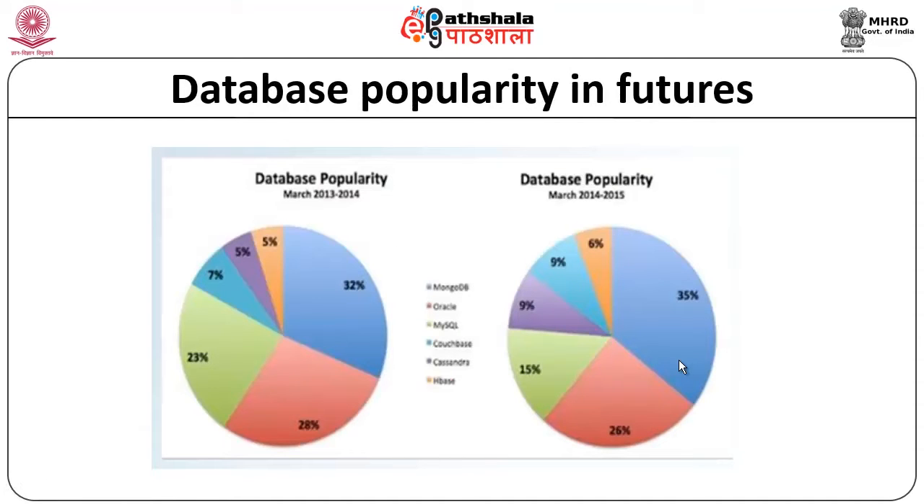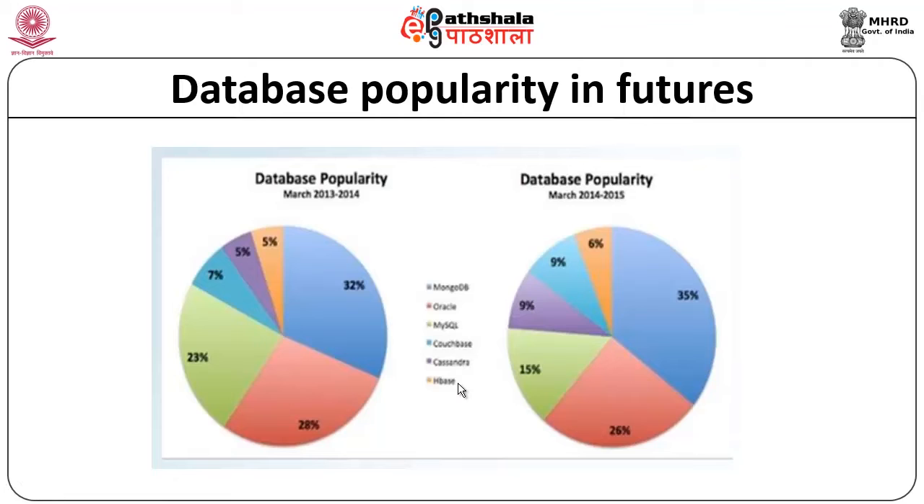Now, let us understand how these databases, especially the NoSQL databases, are popular and how their popularity is growing by using this chart. Earlier in 2013 and 14, a survey was conducted and statistics were identified, which said 32% of the applications were using MongoDB, which is one type of NoSQL database. 28% were making use of Oracle, 23% were making use of MySQL, and another 5% were trying to make use of Cassandra as well as HBase.